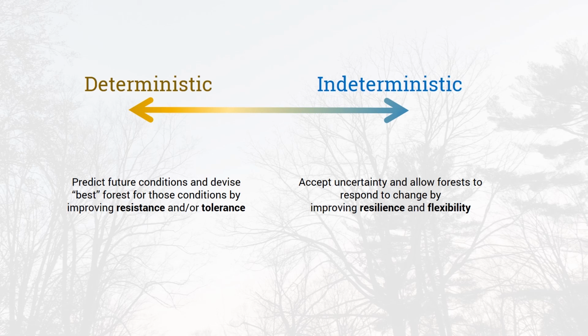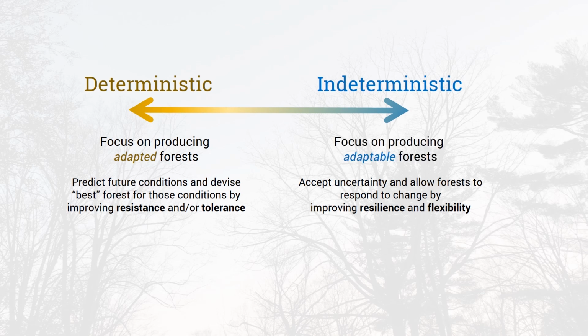capacity to buffer change. In a sense, a deterministic approach is focused on producing an adapted forest, one that is resistant to and tolerant of change, whereas an indeterministic approach is focused on producing an adaptable forest, one that is resilient and flexible. These strategies are not mutually exclusive, and managers will likely use some of each.